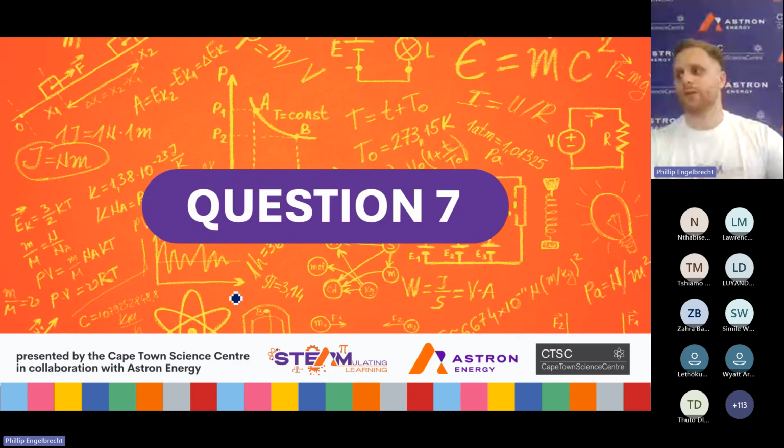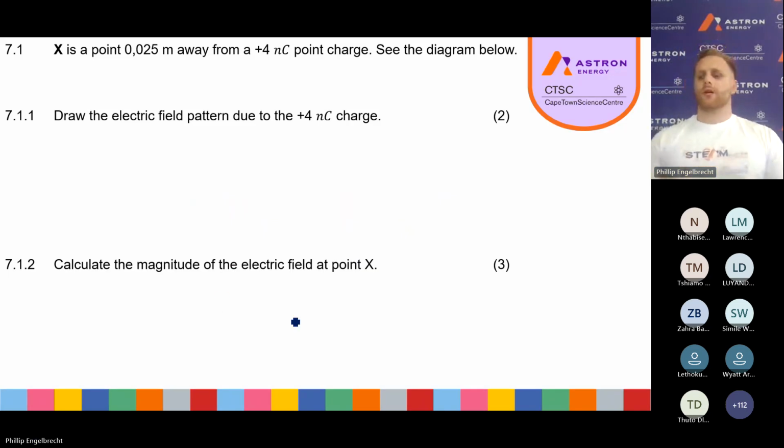So now let's get to question 7. I used to hate question 7 in high school because this was electrostatics, and I know many people used to struggle with this. So what does it say? It says X is a point that is 0.025 meters away from a 4 nanocoulomb charge. They say, see the diagram below.